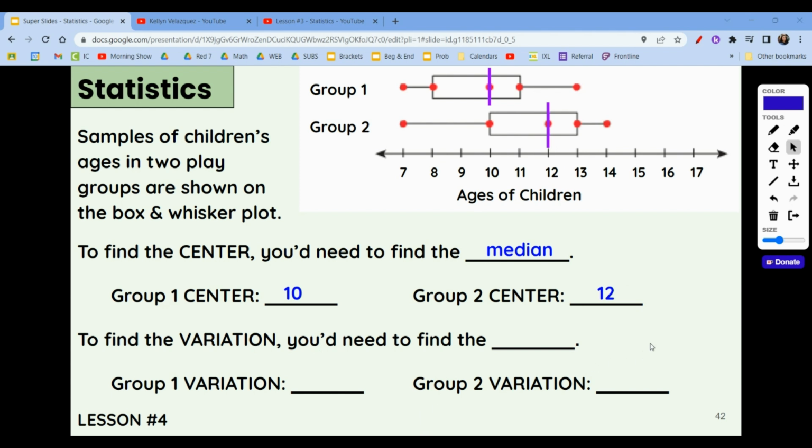To find the variation, you're going to need to find the IQR. In other words, how long is the box? So for group 1, the box goes from 8 to 11. 3. So the variation would be 3. And for group 2, the box goes from 10 to 13. So what's 13 minus 10? 3. So the variation would be 3.